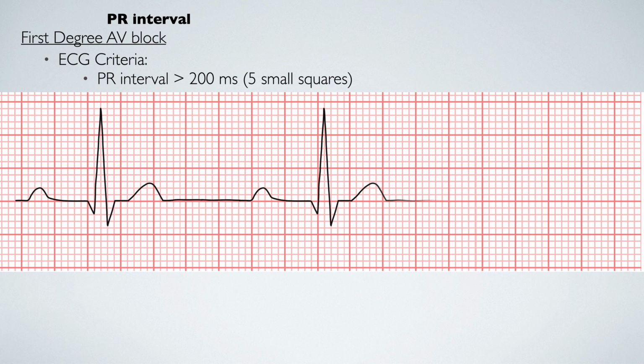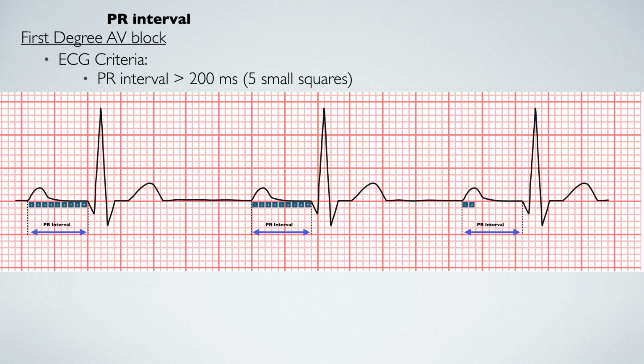Let's take a closer look at the ECG trace. The ECG criteria for first degree heart block is a fixed PR interval of greater than 200 milliseconds. Let's analyse this trace. We'll draw our lines at the start and end of each PR interval and then count the number of small squares. 200 milliseconds is equal to 5 small squares, and in each case here you can see that we have at least 9 small squares, which confirms our diagnosis.